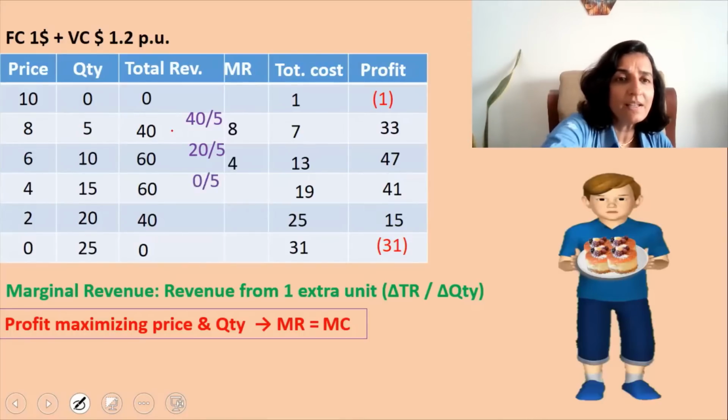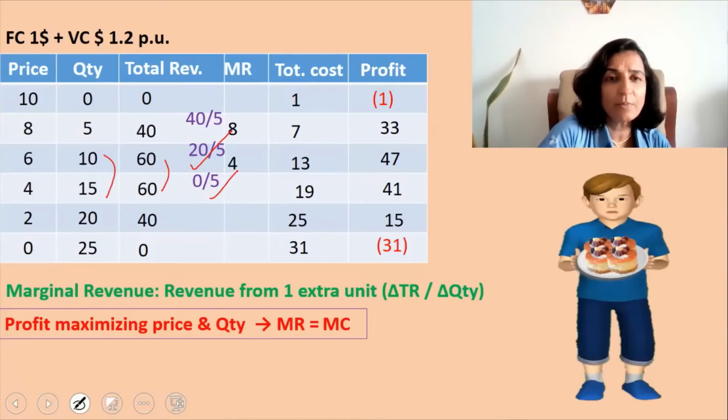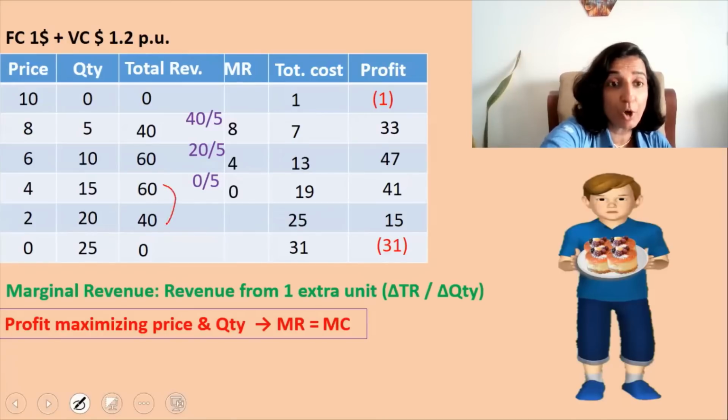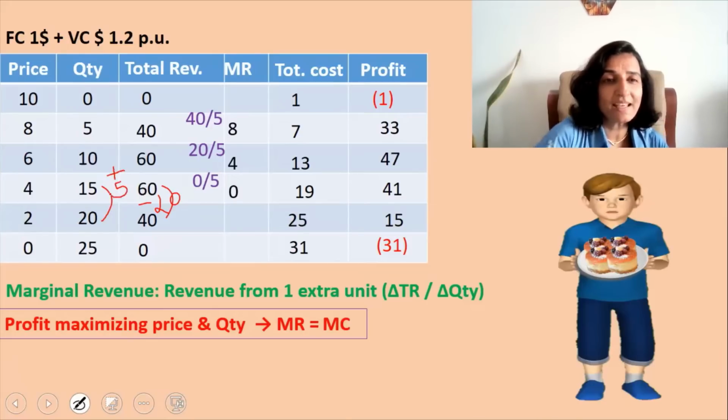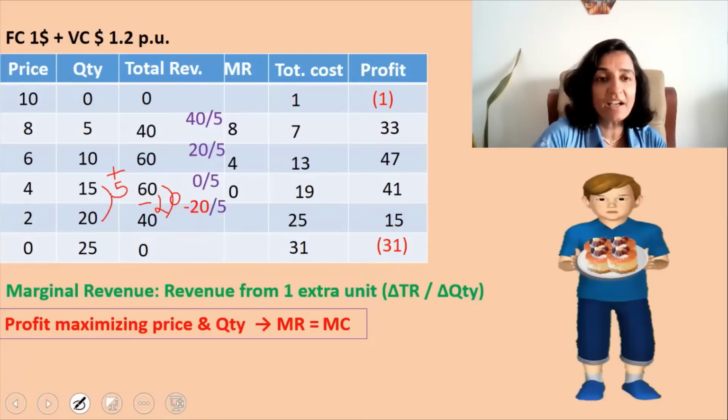Now moving forward, it is 0. That's the change in total revenue. That's what is written here. And the change in quantity is 5. So 0 divided by 5, the marginal revenue is 0. And next, the total revenue dropped from 60 to 40, which means that there is a drop in revenue. That's negative 20 is the change in revenue. And the change in quantity is plus 5, which means that the marginal revenue or the increase in revenue per unit is given by negative 20 divided by 5 or negative 4.